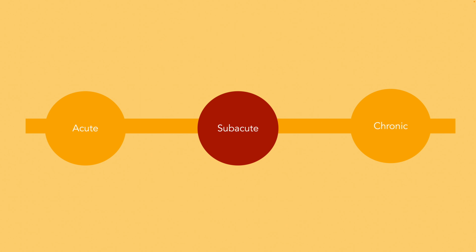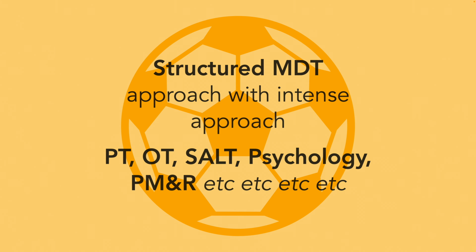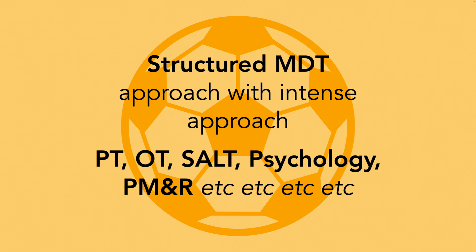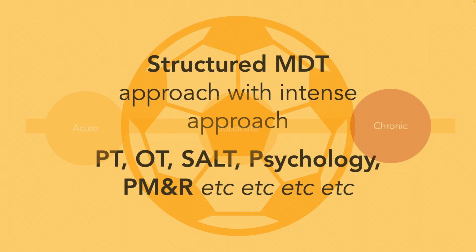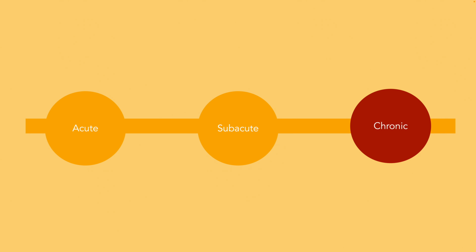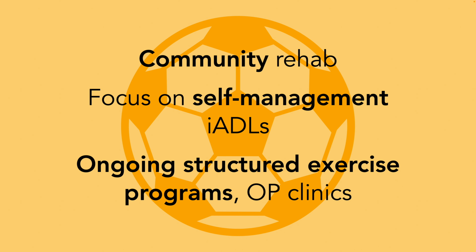In the subacute phase, this is your 1 week to 6 month phase. So this is where we're moving towards the more rehab complexity scale, levels 1, 2, and 3, with the structured MDT approach and all these intense things. For your more chronic patients, these are more community focused, on self-management and ongoing structured exercise programs and the like.